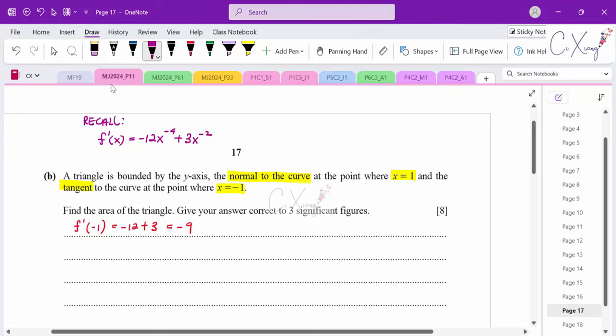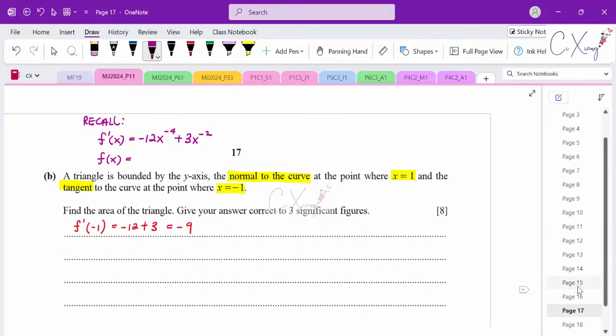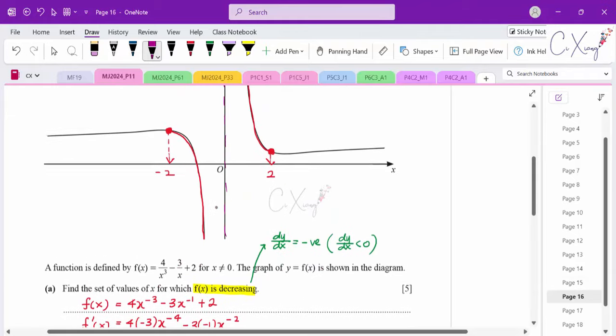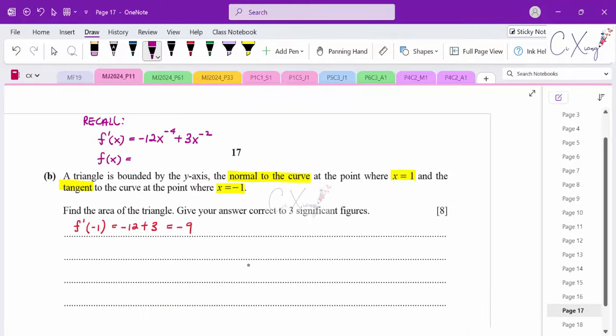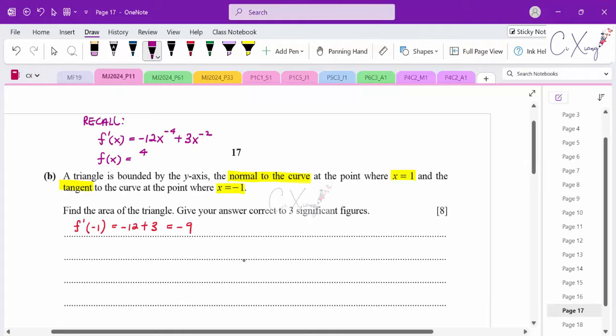This is the function f prime x. And then what is the function f(x)? So the function f(x) is this. I can't remember. Function f(x) is 4 over x to the power 3, minus 3 over x, then plus 2. We might want to use this somewhere here later.